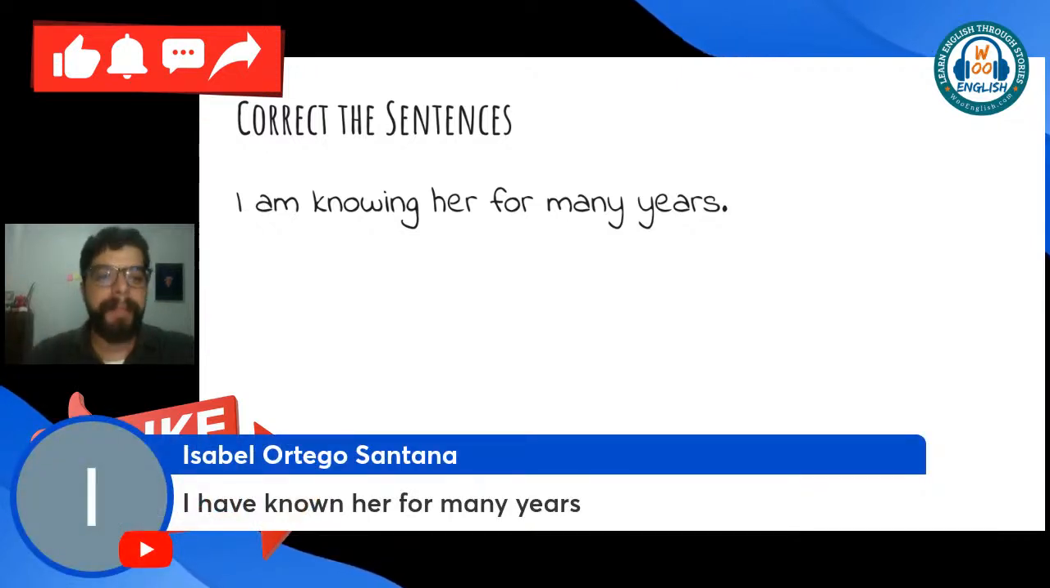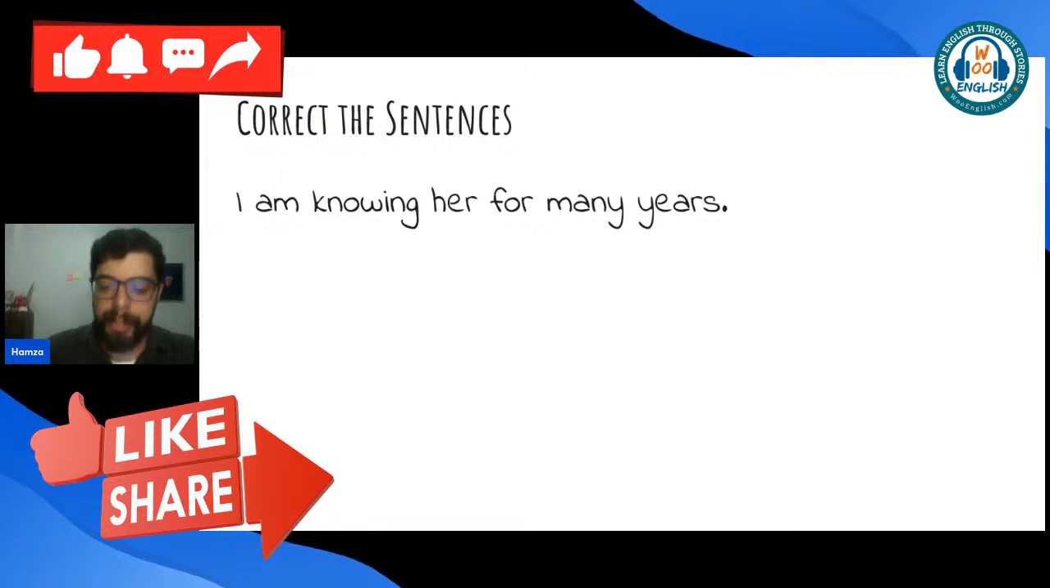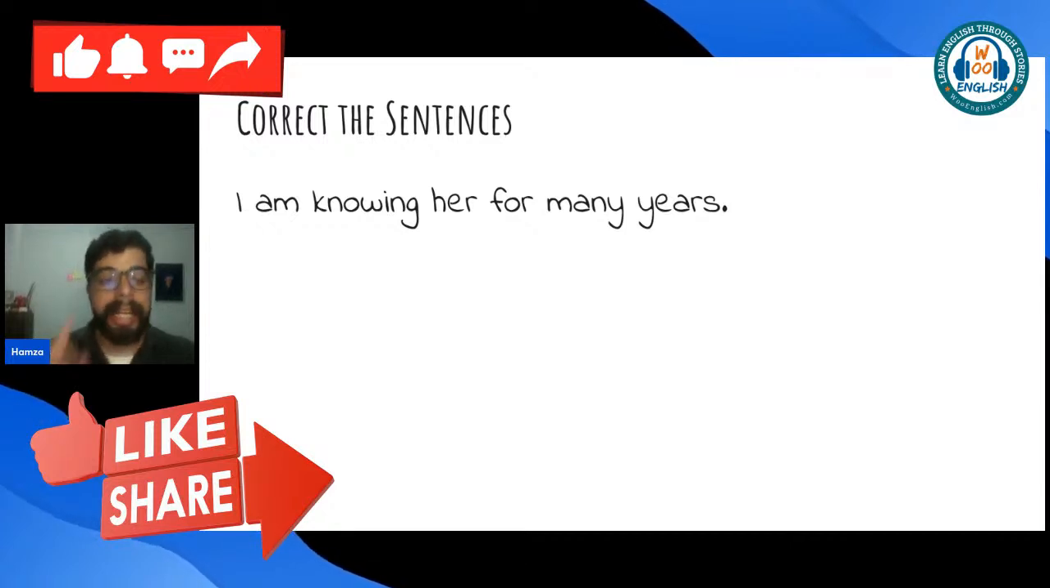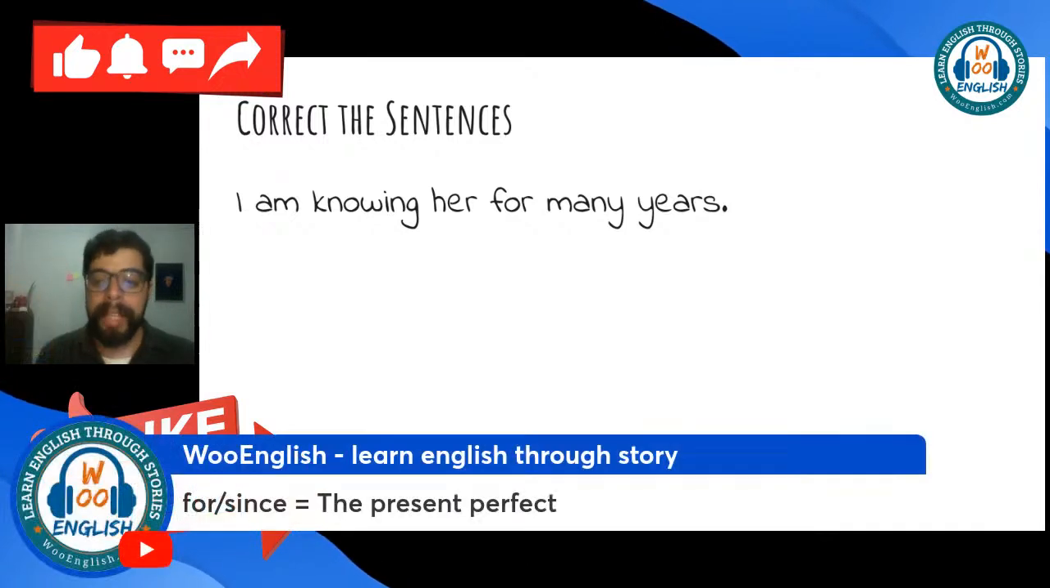Isabel, very, very good. I have known her for many years. So if you ever see the time expression, let me write it. For or since, you should understand you have to use the present perfect, not the present simple. If you ever see for or since, you should use the present perfect. I will give you 2 examples. I have been a teacher for 4 years, or I have been a teacher since 2021.